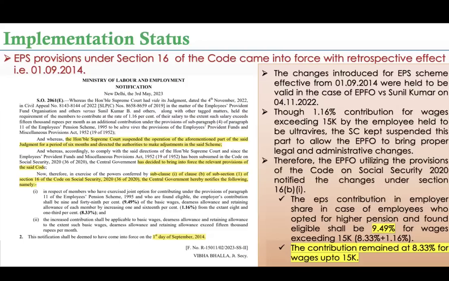Now from 1/9/2014, the notification said that if anybody wants to contribute or continue to contribute on higher wages to EPS, then this 1.16% for contribution in excess of 15,000 wages has to be paid by the employee. Based on this, there were a lot of cases before the High Courts of India, and finally it went to the Supreme Court. And in the case of EPFO versus Sunil Kumar on 4/11/2022, the apex court held that this 1.16% levy on the employees is not valid, or is ultra vires.